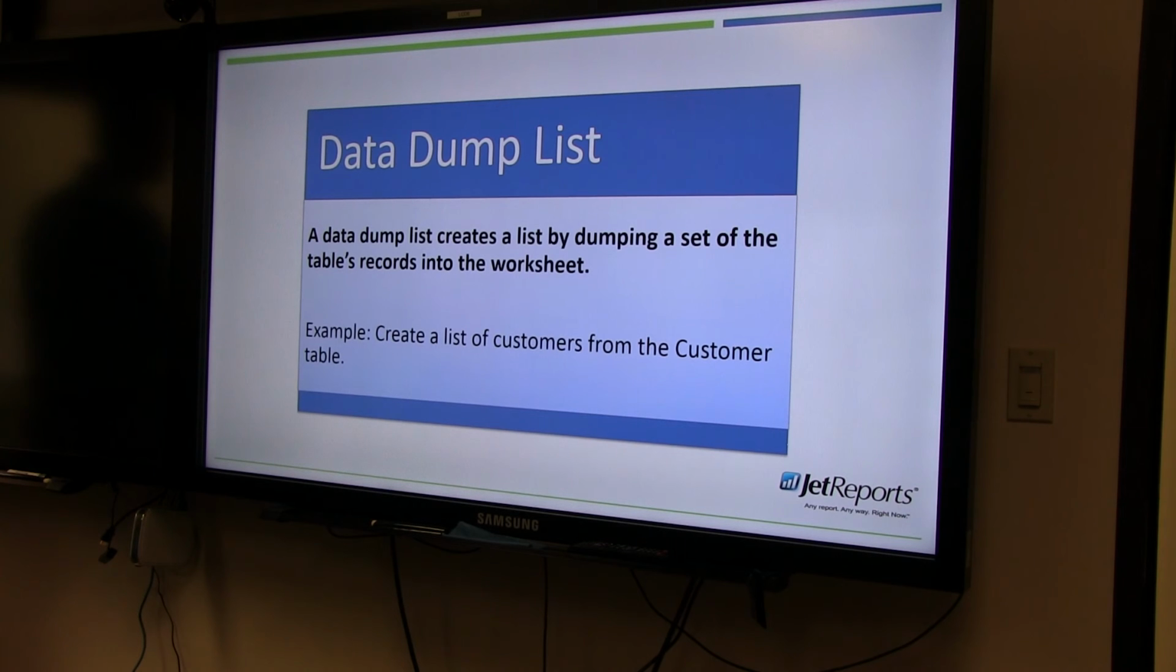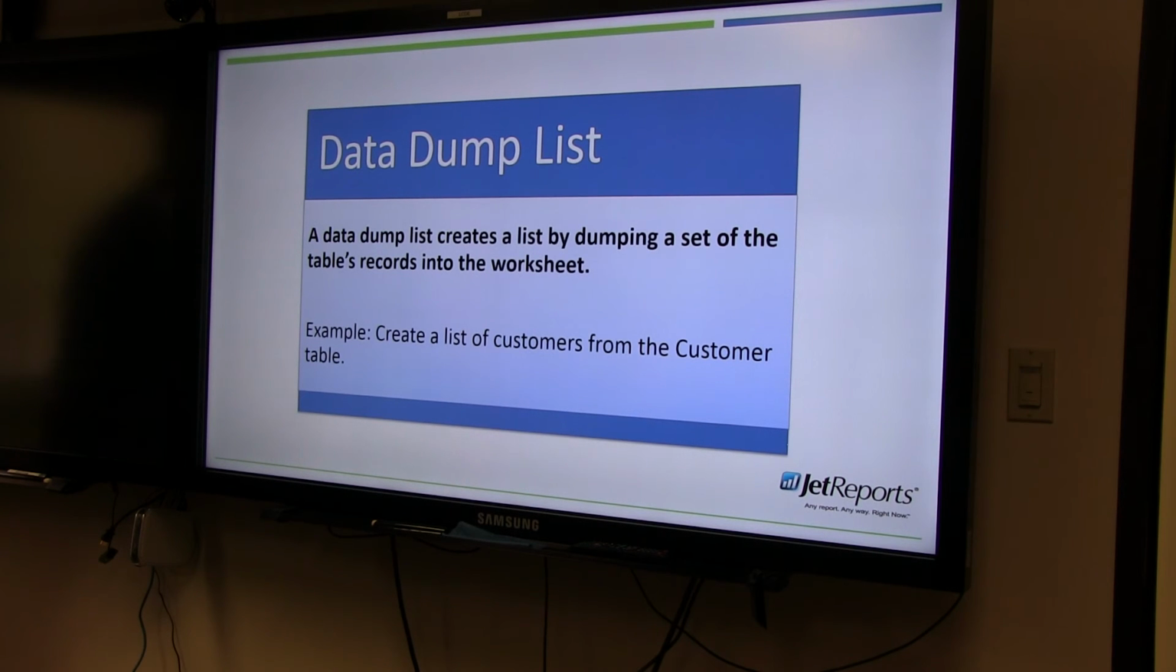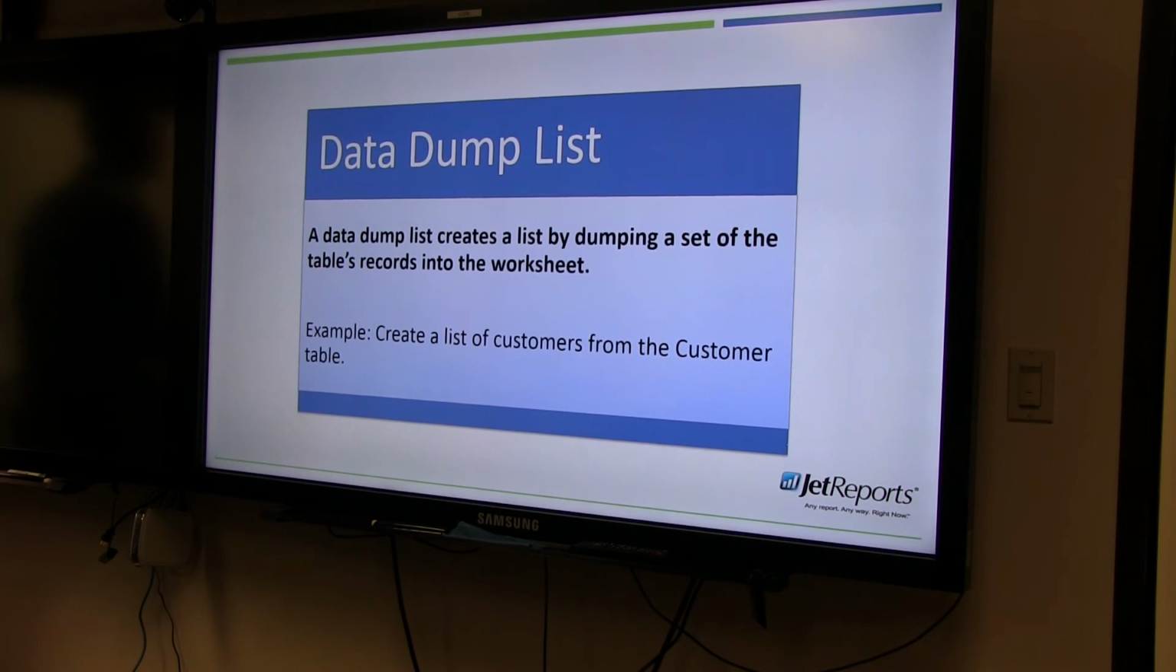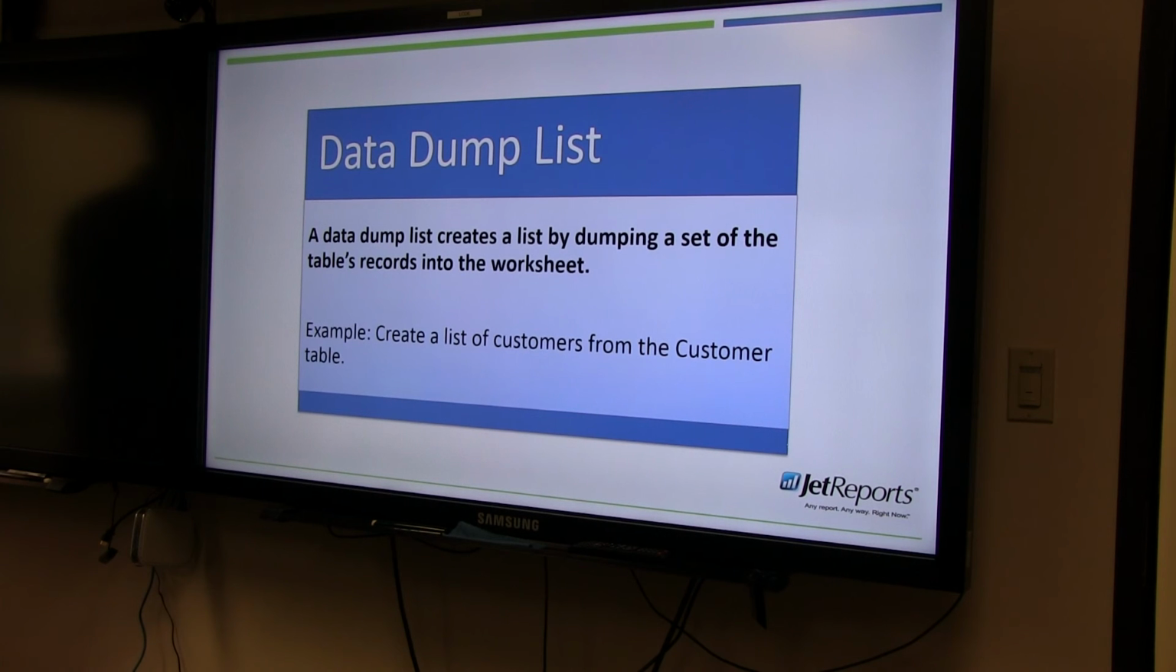In this instance, I want to create a list of customers. I can just go to my customer table, dump out those records, and voila. Now, people ask, couldn't I just do a summary list from that? Yes, but you're creating a unique list from a unique list, and you're making JET work a little bit harder to do that. So your report will run a little bit slower.